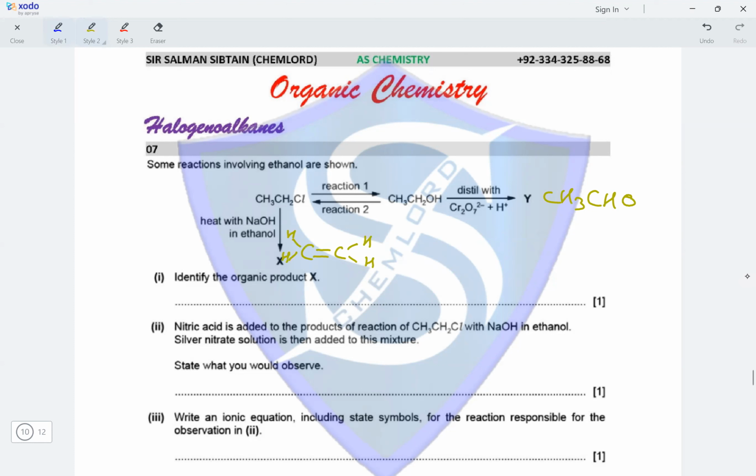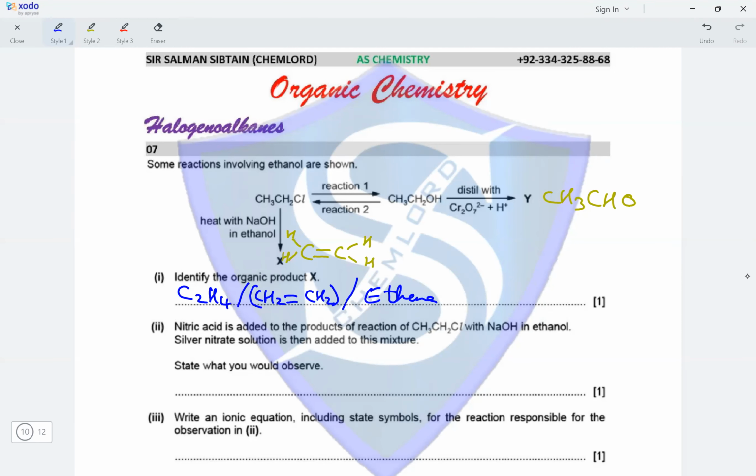Identify the organic product X. So it is C2H4, or we can write CH2 double bonded to CH2, or we can mention the name ethene. So either of the three ways would be mentioning the organic product X. Nitric acid is added to the products of reaction of CH3CH2Cl with NaOH in ethanol. Silver nitrate solution is then added to the mixture. State what you would observe.